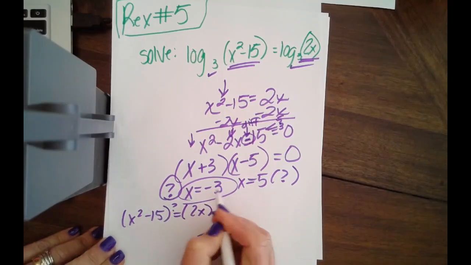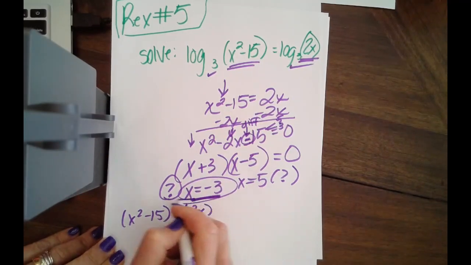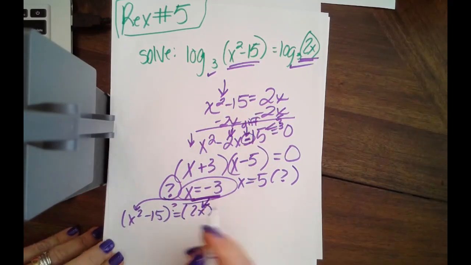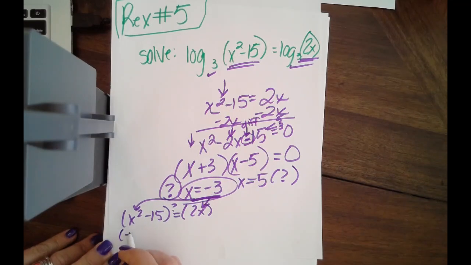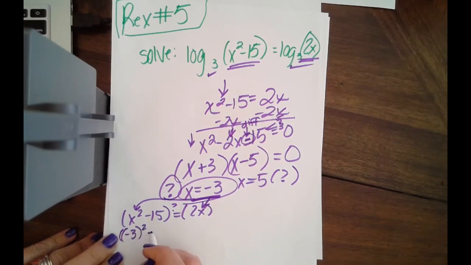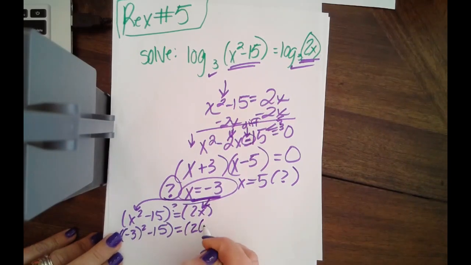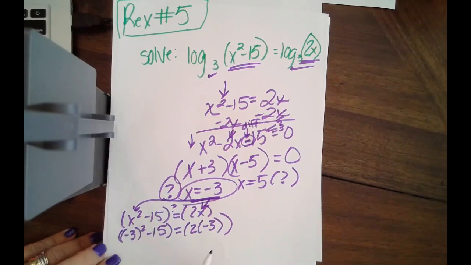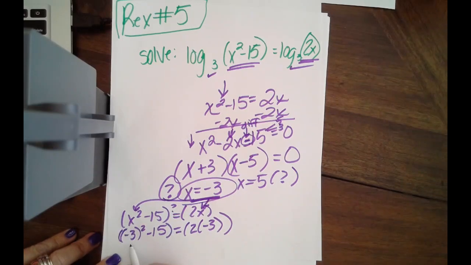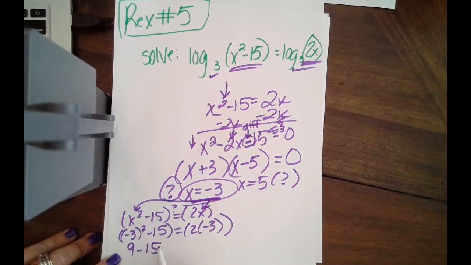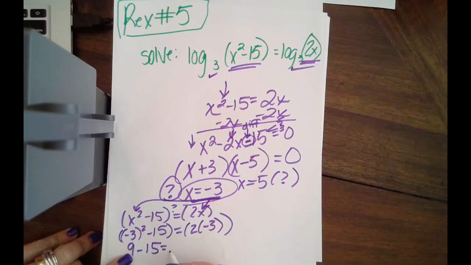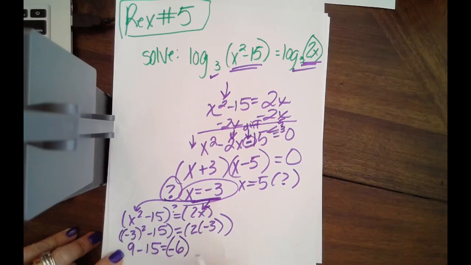We're going to test negative 3. So I'm going to put negative 3 there, negative 3 there. That's going to give me negative 3 squared minus 15. And you're like, okay, is that equal to 2 times negative 3? Well, you can see right here, that's going to be a problem, because that's going to be 9 minus 15, and that equals negative, oh my gosh, is that 6? Okay, this equals negative 6.